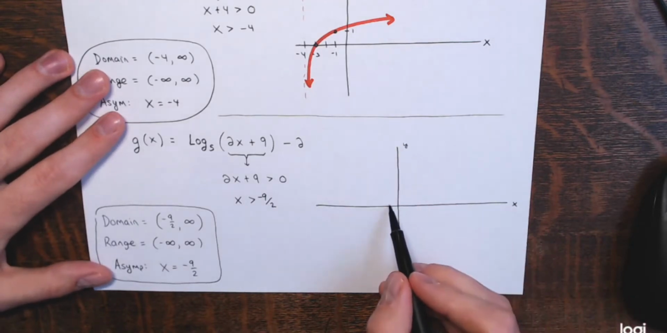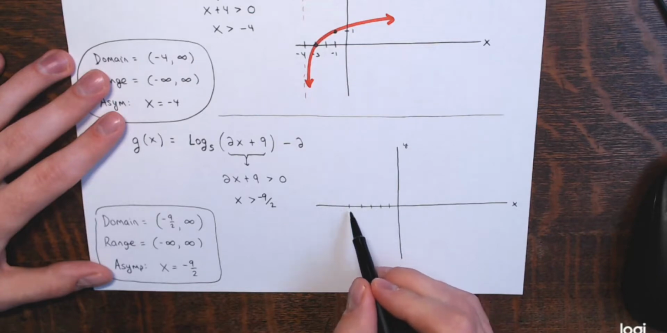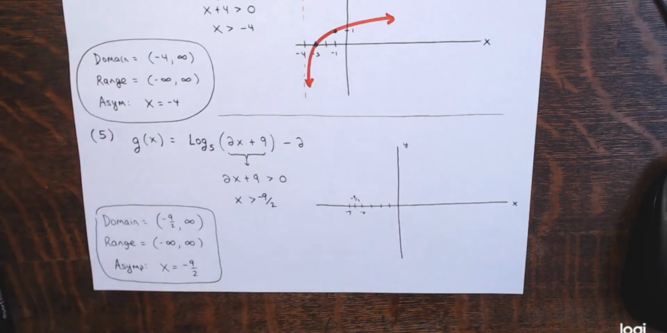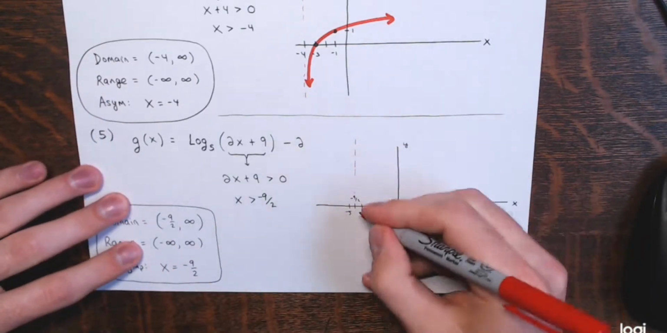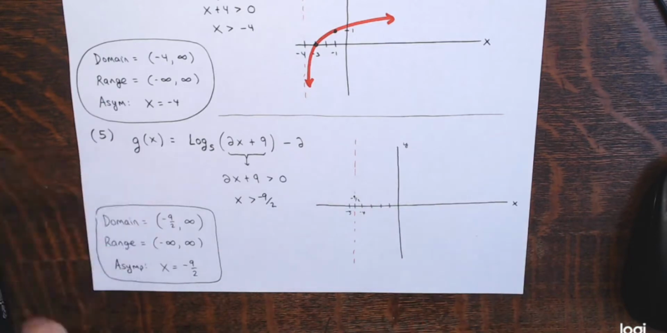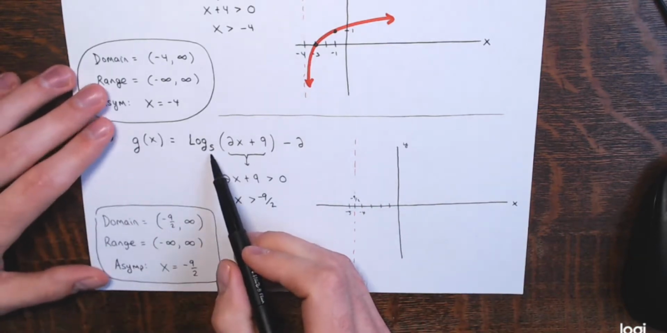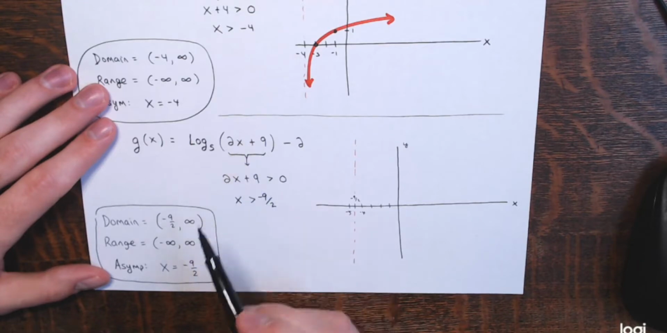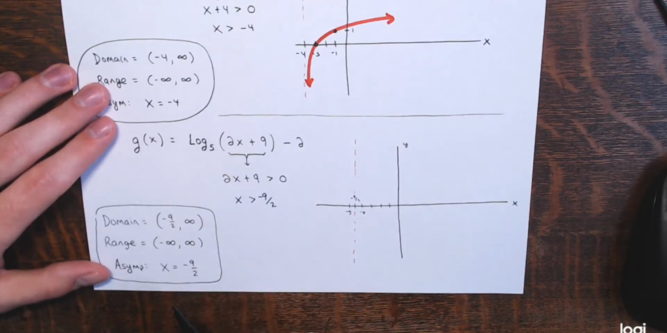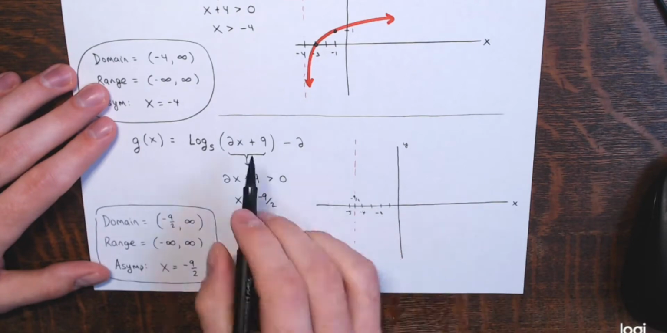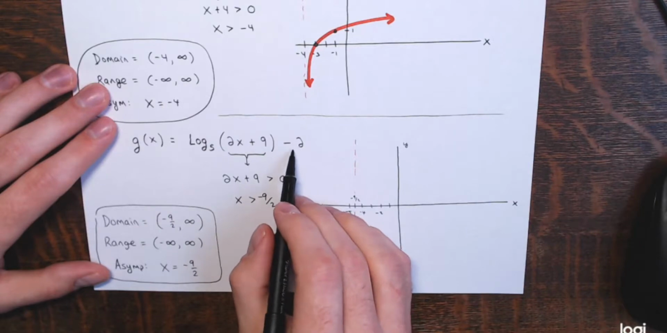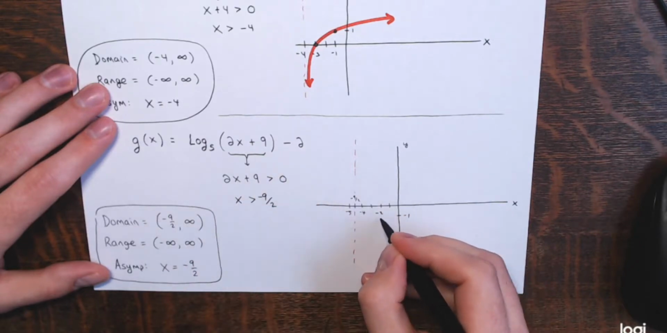Negative 1, 2, 3, 4, 5, negative 5, negative 4. Here's negative 9 halves. Right, an asymptote there. And the base on this is a base of 5, right? So I'm looking to have powers of 5 inside this: 1, 5, 25, or 1/5, 1/25, whatever. If x were negative 2, I can see right away you'd have 5 in here. The log base 5 of 5 is 1, then you have the minus 2 after. 1 minus 2 is negative 1. So you have negative 2, negative 1.